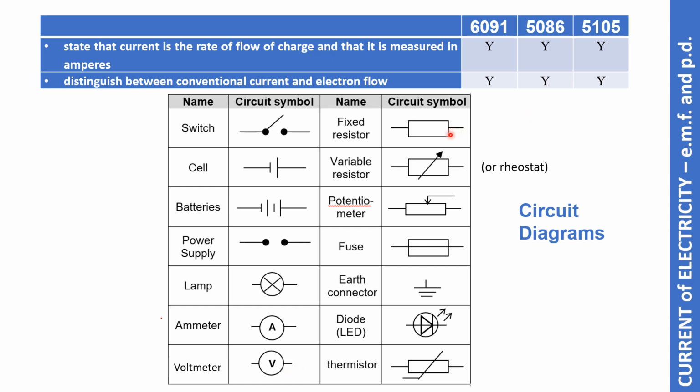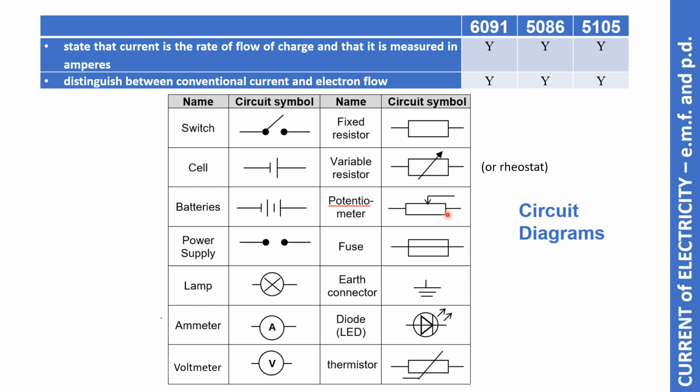Okay, fixed resistor is just a rectangle. Don't get confused with the fuse, which has the fuse wire running through it. All right, so fixed resistor, as the word suggests, the resistance is fixed, it cannot change. For a variable resistor, the resistance can change. Another name for it is the rheostat.